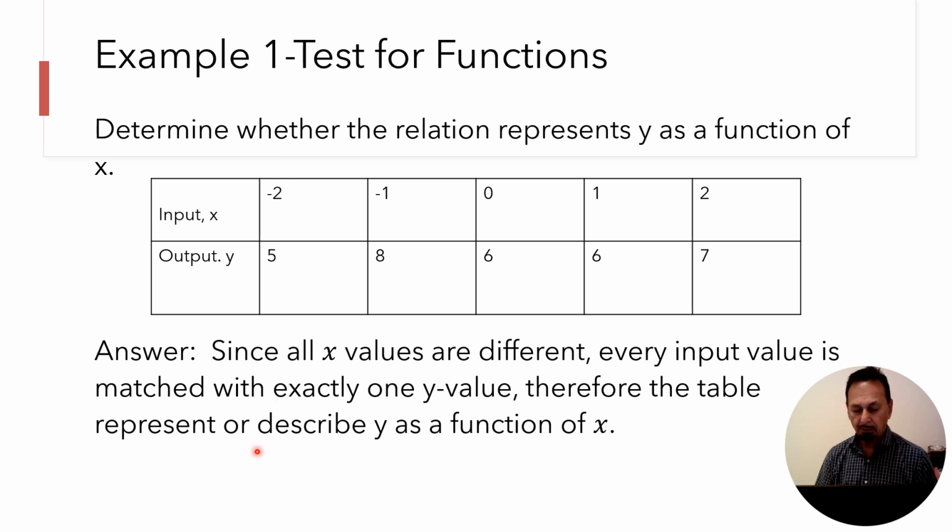Example number 1. Determine whether the relation represents y as a function of x. This table is given. We want to see if it's a function or not. Look at all the x values. If they're all different, then every input value is matched with exactly one y value, which is the output value. It looks like all these x values, the inputs, are different. Therefore, this table represents a function.